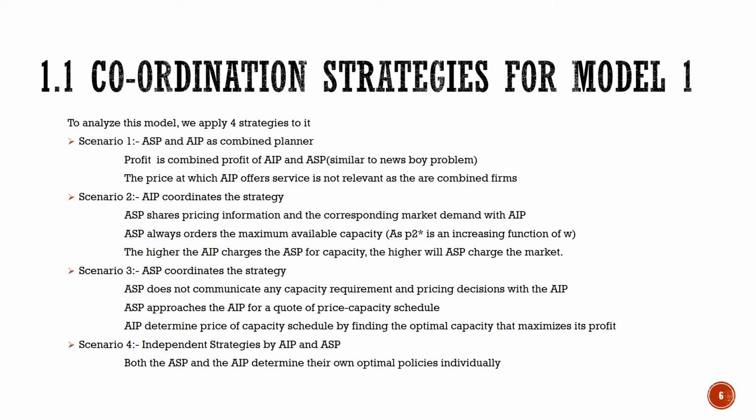In scenario 3, ASP coordinates the strategy. ASP does not communicate any capacity requirement and pricing decision with AIP. So AIP will have no clue how the demand would change in future, and they will have to maintain their inventory levels with their own knowledge. So AIP determines the price of capacity by scheduling, finding the optimal capacity that maximizes its profit.